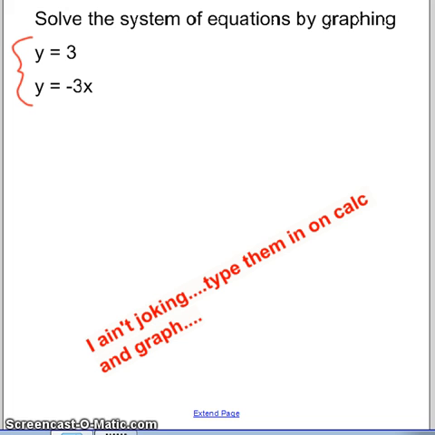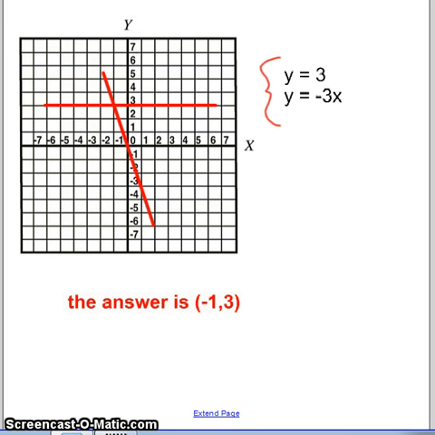You can solve the system of equations by graphing. What I'd like for you to do now is to go ahead and hit pause and then type both of these equations into your graphing calculator and figure out where they cross each other. Okay, we're back. Your graph should look something like this. These are where the two lines cross right at this point. If you hit trace, you should be able to come up with the answer of (-1, 3). (-1, 3) is the answer to this system of equations.